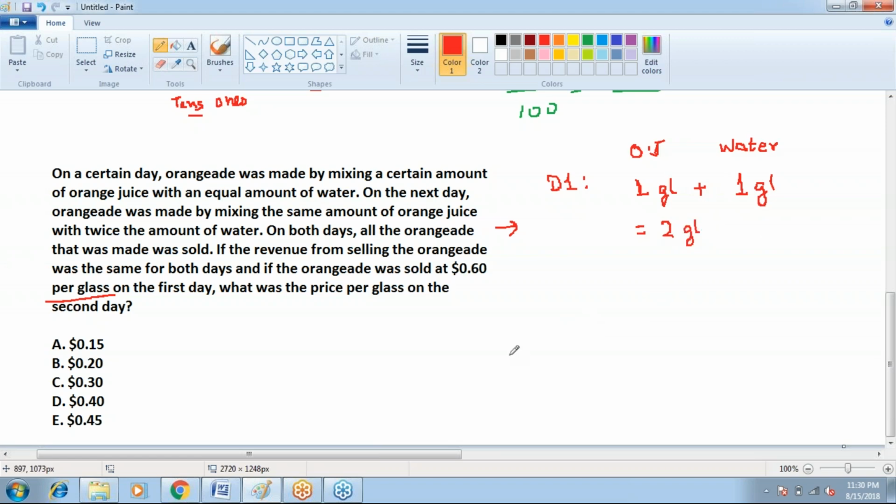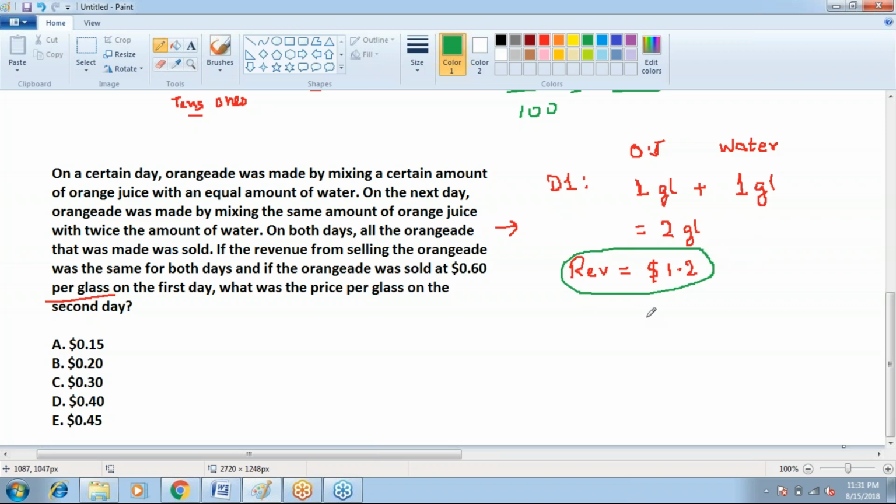Okay. So orangeade was sold at 60 cents per glass. $0.6 is 60 cents per glass. So the revenue on day one was 60 cents into two glasses. That is $1.2, isn't it? So according to my calculation, I took one glass each. That's what they said. And I prepared two glasses. I sold two glasses. I got $1.2.